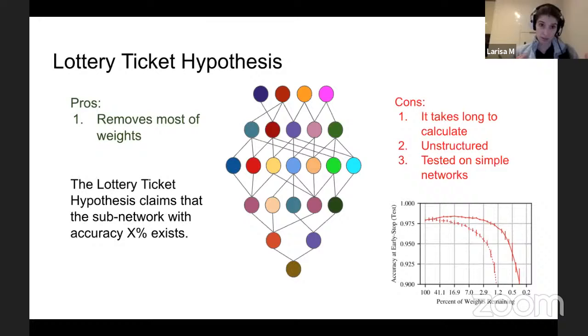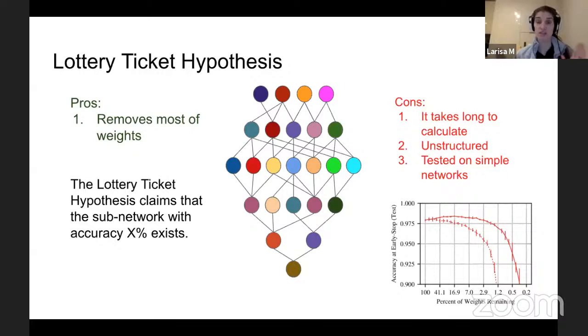Additionally, this paper introduced the so-called lottery ticket hypothesis. This hypothesis claims that a subnetwork with accuracy like 90%, or 70 or 99% of the original, exists inside your original neural network. One more thing about the theory that I forgot to mention on the slide, unfortunately, is that this theory works pretty well for small toy models like the LeNet model or maybe VGG19, but unfortunately it also doesn't work that well for real-world big models like ResNet 50 or something bigger.